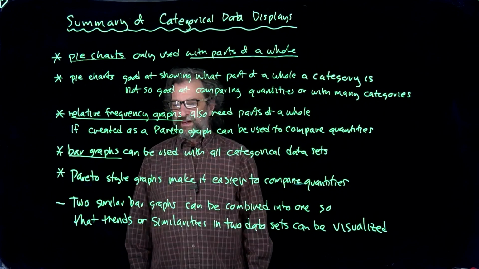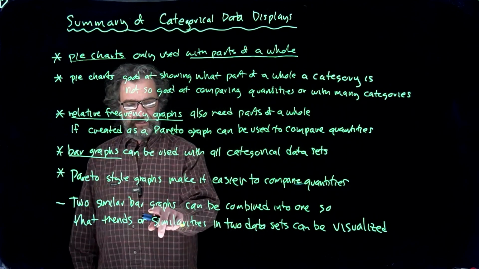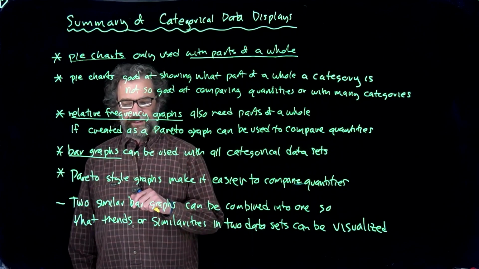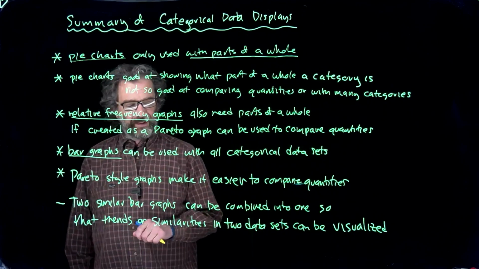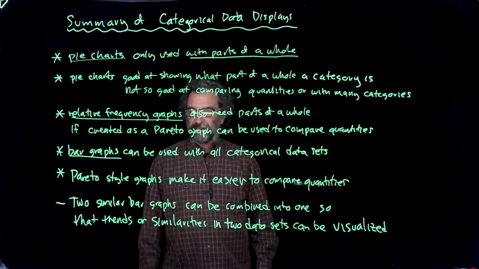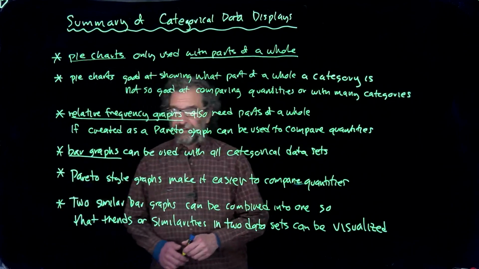And then we saw at the end of the whole procedure, two similar bar graphs can be combined into one bar graph where maybe the bars are different colors, as we saw, so the similarities or differences, I suppose, in two data sets can be visualized. And those are the techniques that we saw in this section.